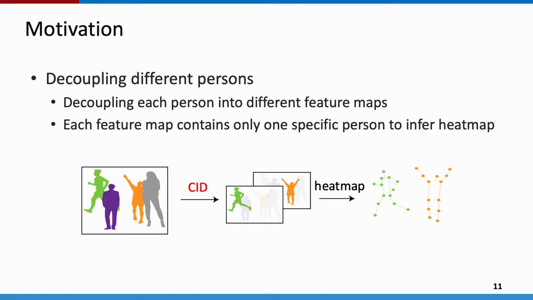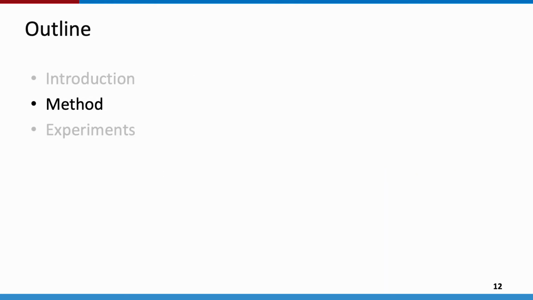original feature map. So we aim to propose contextual instance decoupling as a better way to separate persons. CID decouples each person into different feature maps. The generated feature maps focus on one specific person and preserve rich spatial information to infer heat maps, thus relieving the difficulty of regression. In this session, I will describe our approach.